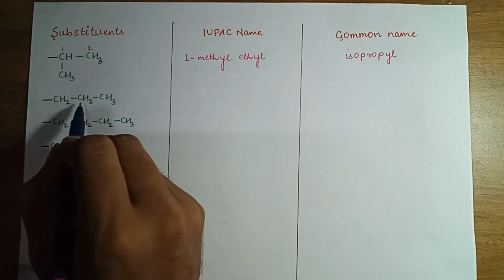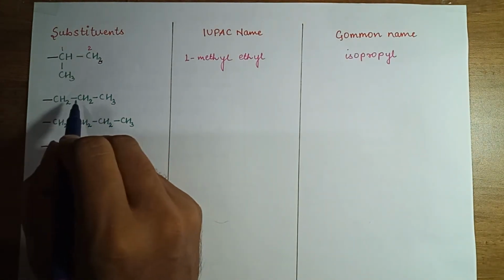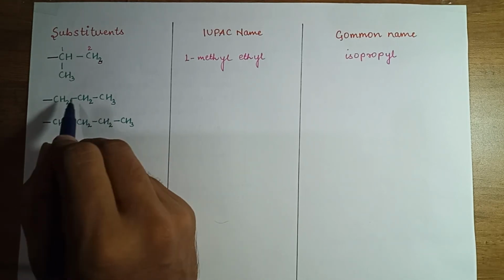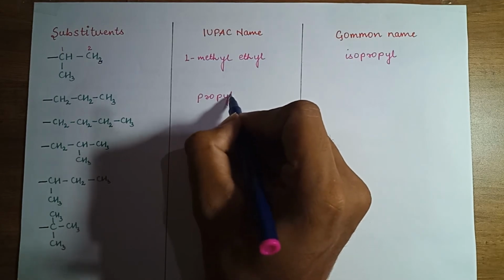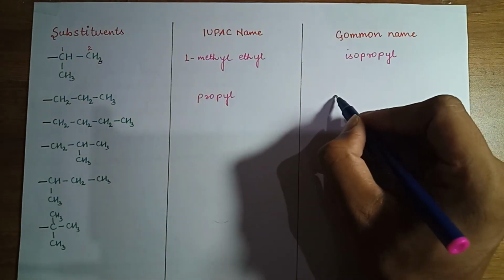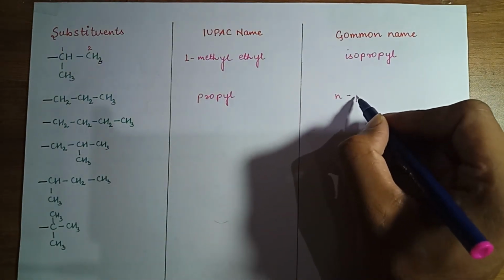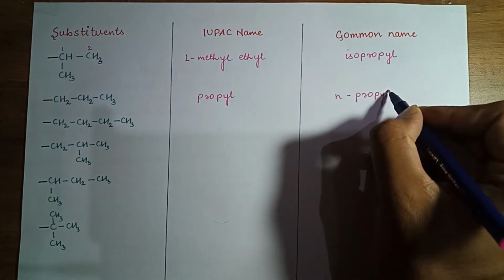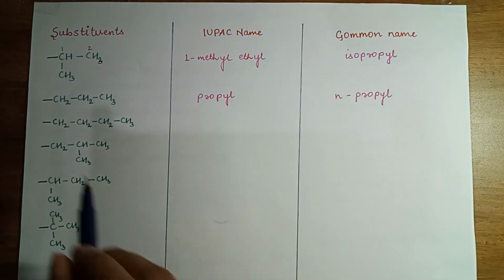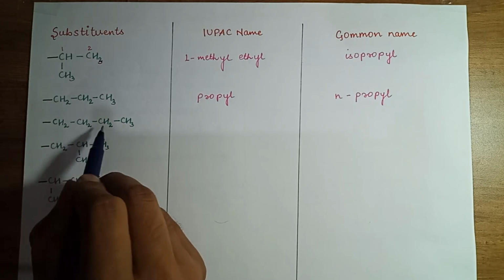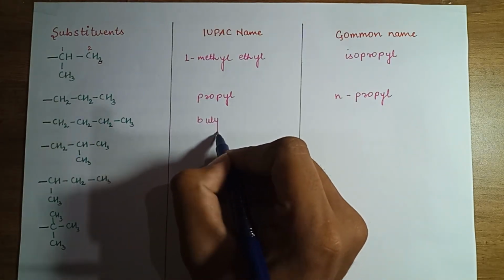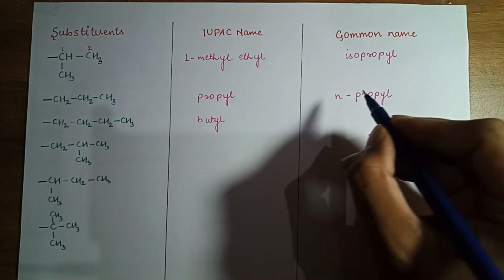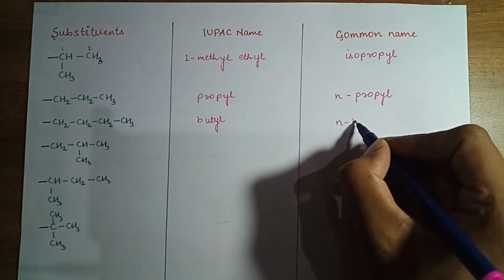Next is CH2 CH2 CH3. It is not a complex substituent, it is a straight propyl group. We can write IUPAC as propyl, but in common name you have to indicate normal propyl, that is n. Next is CH2 CH2 CH2 CH3. Again it is butyl. For common name it is n-butyl.